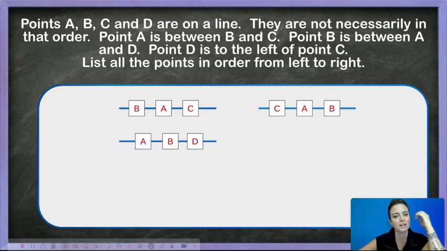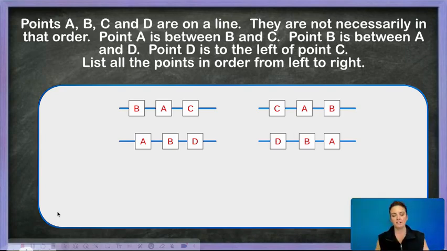So in my first one, I went A on the left, D on the right, and then A on the right, D on the left. Both scenarios meet the requirements that they're telling us. And now to the last one, it says point D is to the left of point C. So now we need to combine what we've done at the top.